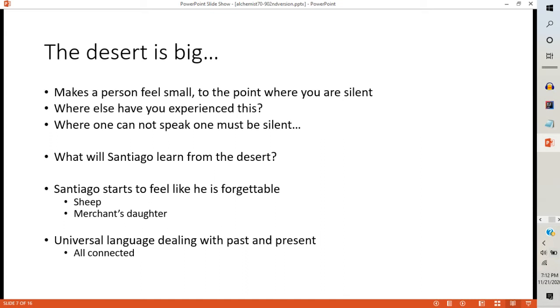Let's continue on. The desert is big. Yes, it is. If you guys have not seen pictures of the Sahara, it's basically all of northern Africa. Vast expanse. I can't imagine traveling through that. He's talking to a guy here about the vastness of the desert and how it makes a person feel so small to the point where you just have to be so silent.